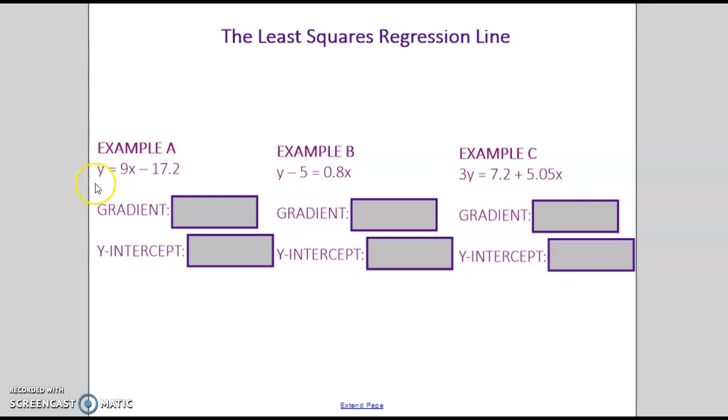So for example A, we have y equals 9x minus 17.2. So straight away we've got something that is slightly different to our equation, which is, if I can write it on here, y equals a plus bx.